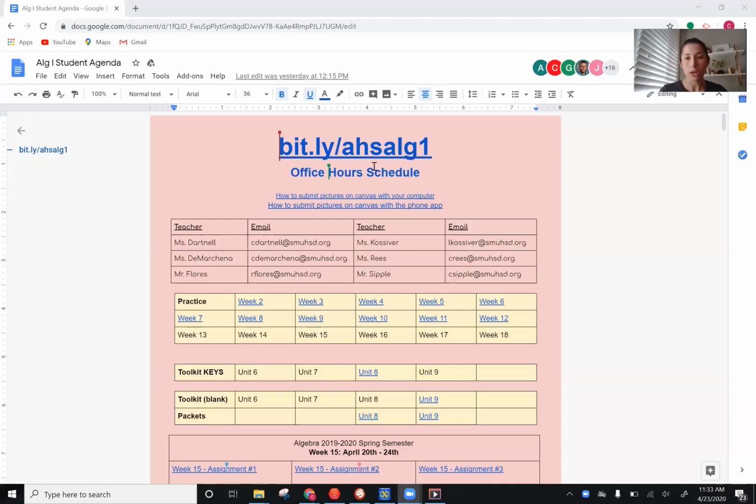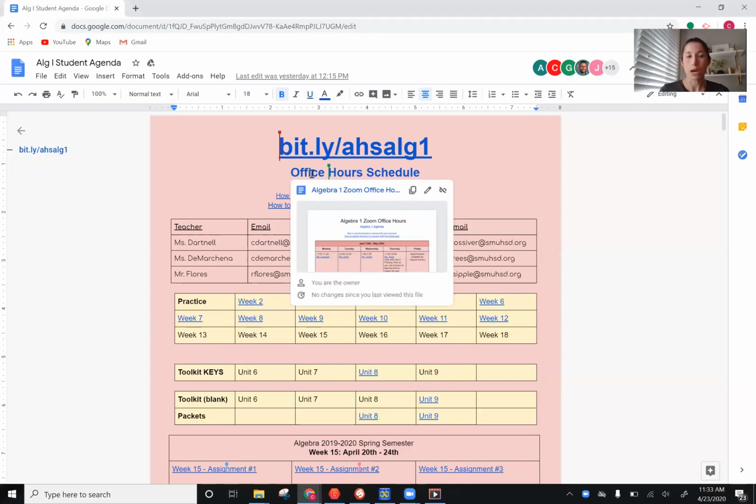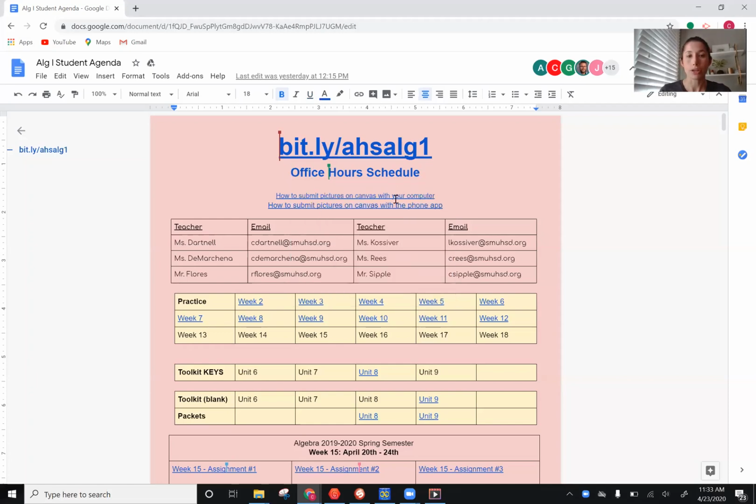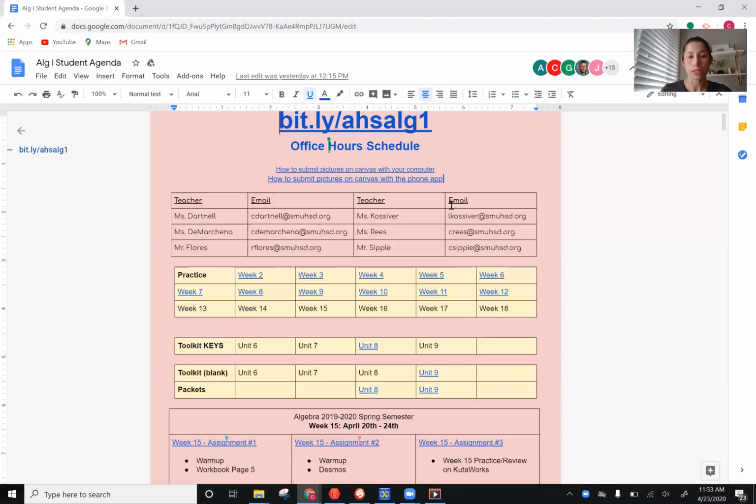So if you look here, just a reminder that you can always find the office hours schedule here for any of the teachers, and you're welcome to join any teacher's office hour or request office hours on there. And then just a little reminder on how to submit photos of your work using your computer or using the Canvas app. So those are two good places to look.